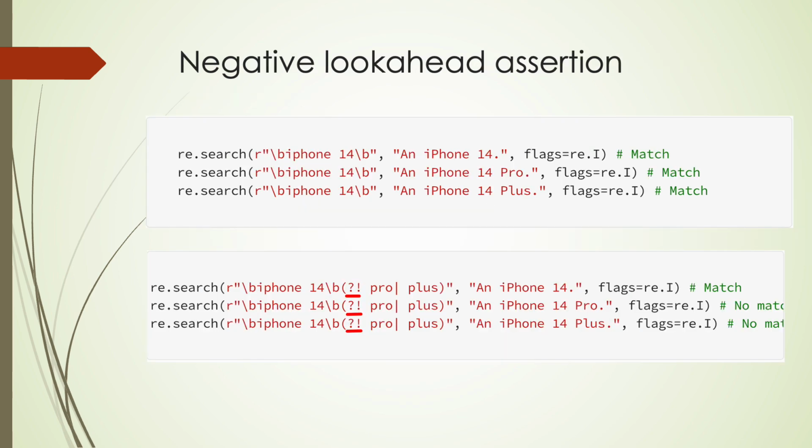What if we only want to match iPhone 14, but not iPhone 14 Pro or iPhone 14 Plus? We cannot just use word boundaries because they will match all three strings. In this case, we can use the negative look-ahead assertion syntax, which matches the expression A only if it is not followed by B, indicated by the question mark and exclamation mark combination. Since we require that iPhone 14 cannot be followed by Pro or Plus, only the first one can match.